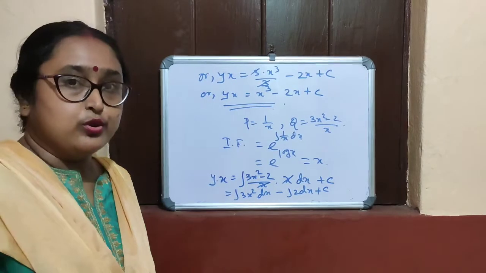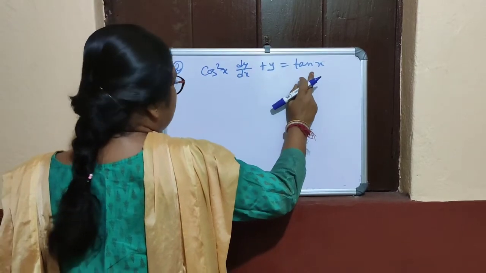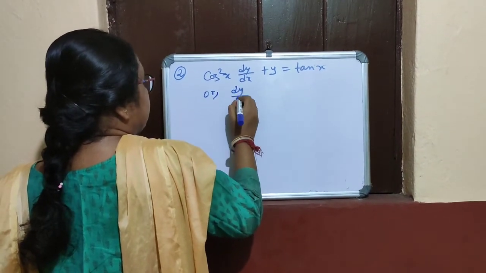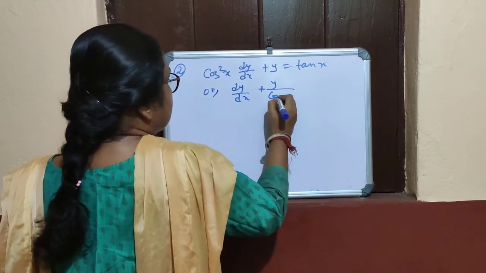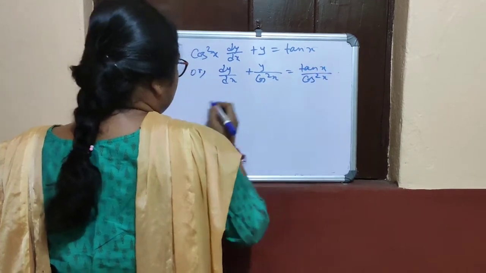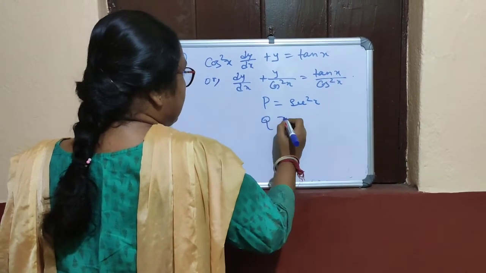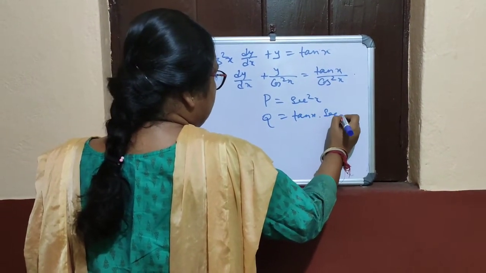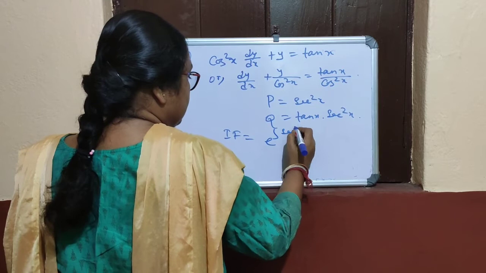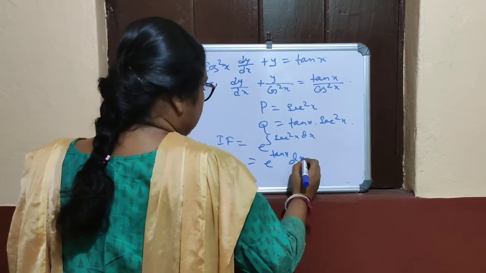Okay, now go to example 2. cos square x into dy/dx plus y is equal to tan x. Convert into type 1 by dividing by cos square x: dy/dx plus y by cos square x equals tan x by cos square x. Here p equals 1 by cos square x, that is sec square x, and q equals tan x into sec square x. Now integrating factor equals e to the power integration sec square x dx. Integration of sec square x is tan x, so the integrating factor is e to the power tan x.